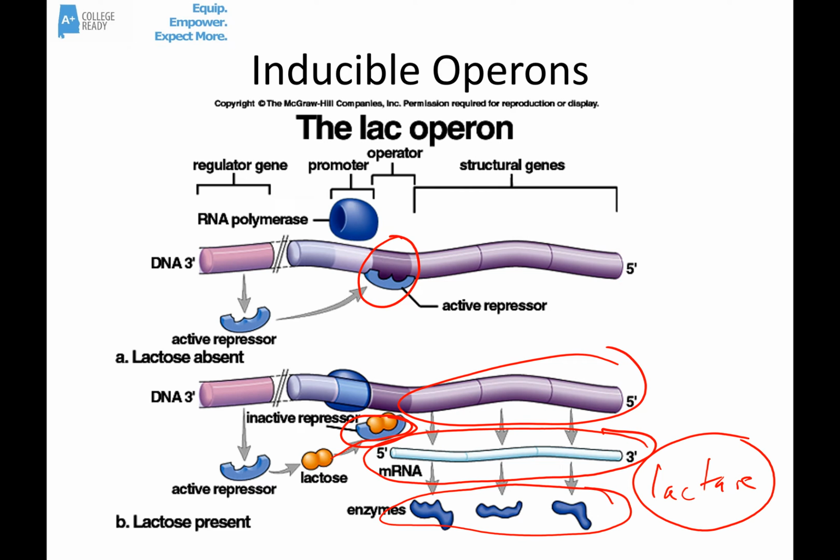Once all that lactose is used up, the piece that's attached to the repressors also lets go. That means these repressors are now active again. So they'll reattach to the operator, and once again, the genes will be off. They won't be expressed anymore. So this is very similar to a negative feedback loop.